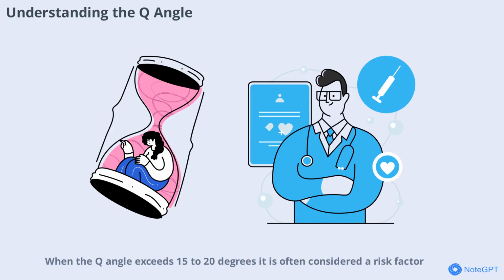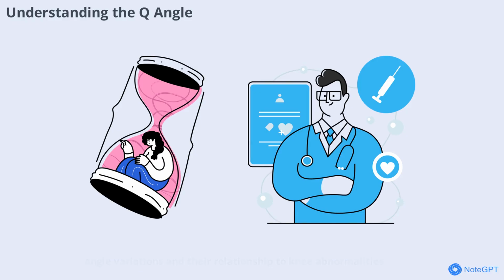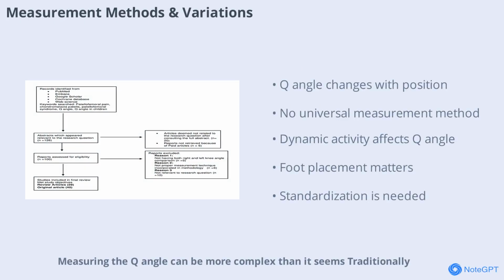When the Q angle exceeds 15 to 20 degrees, it is often considered a risk factor for knee extensor dysfunction and patellofemoral pain. However, recent research suggests that the Q angle may not be as reliable a predictor of knee injuries as once believed. In this video, we'll explore the latest findings on Q angle variations and their relationship to knee abnormalities. Measuring the Q angle can be more complex than it seems.